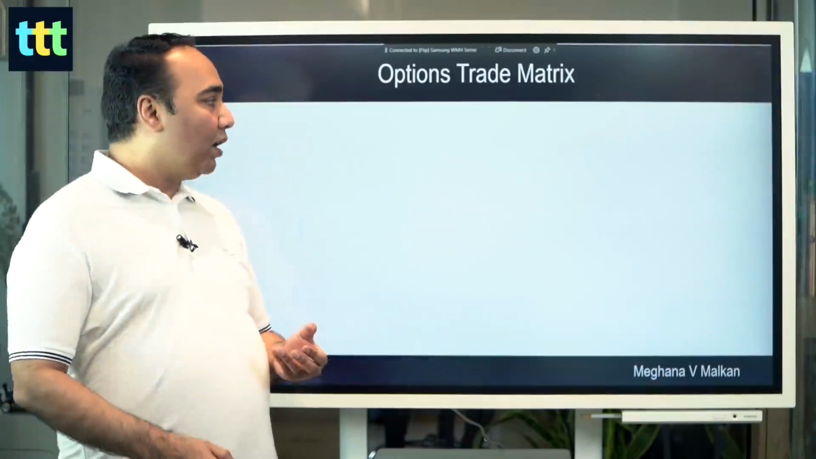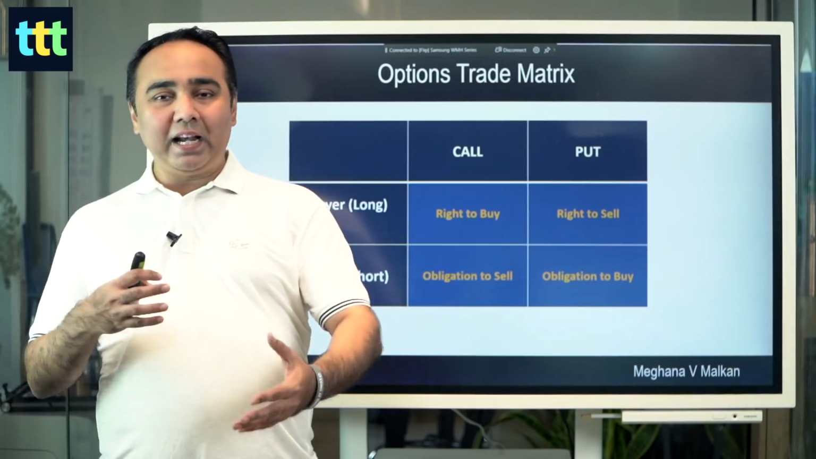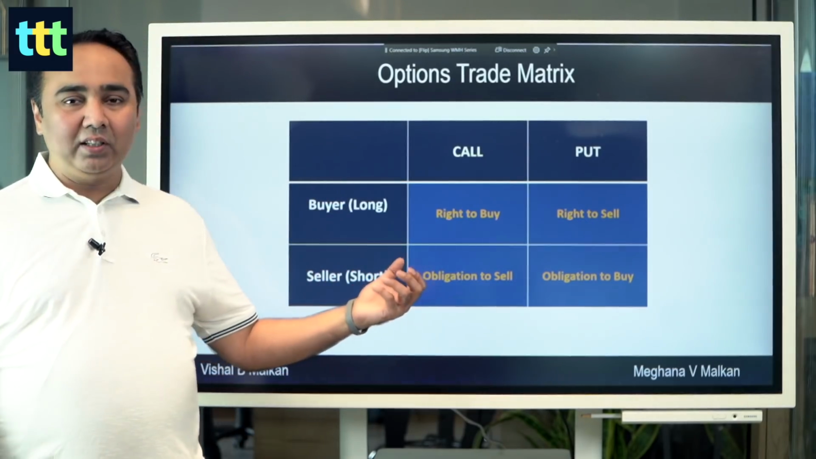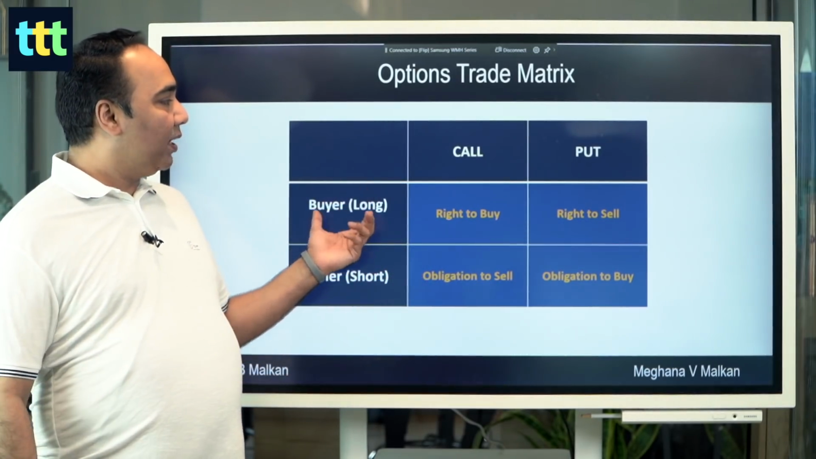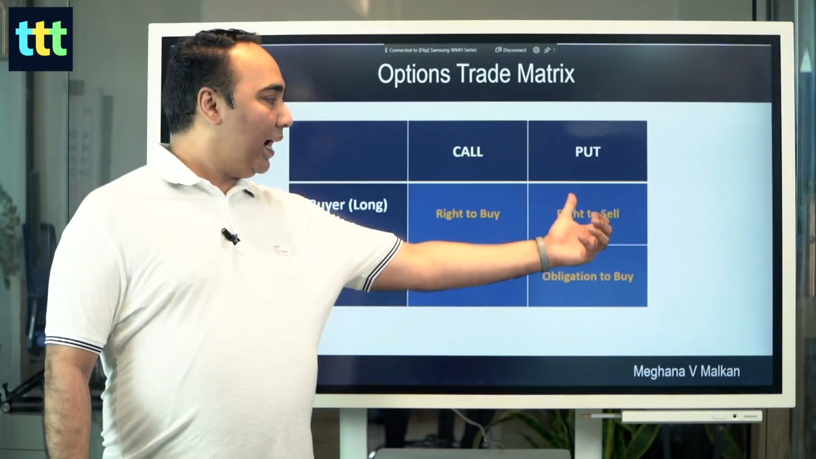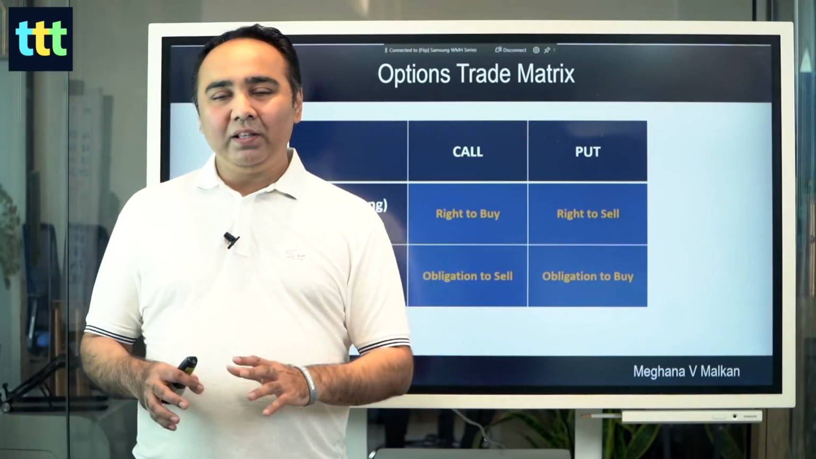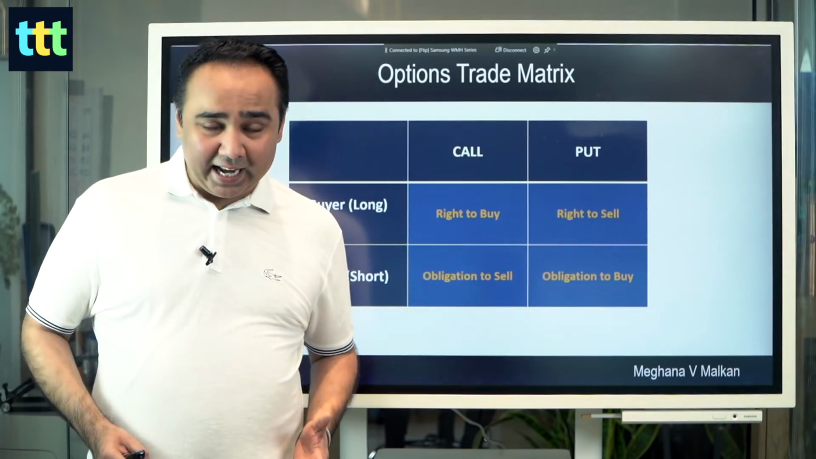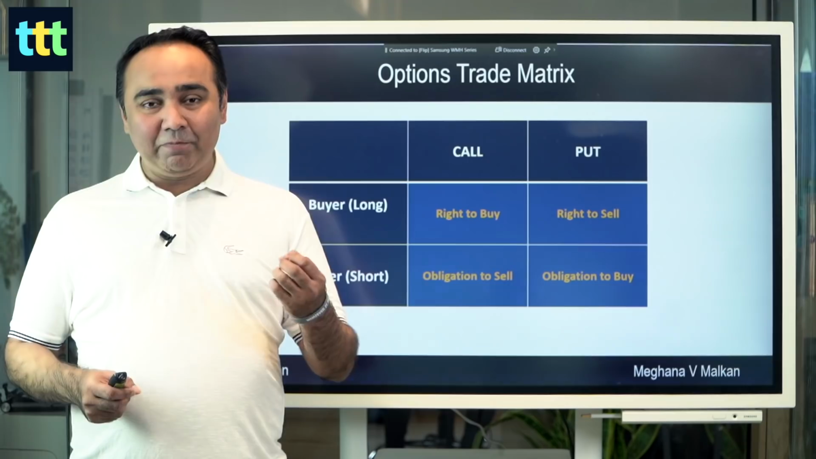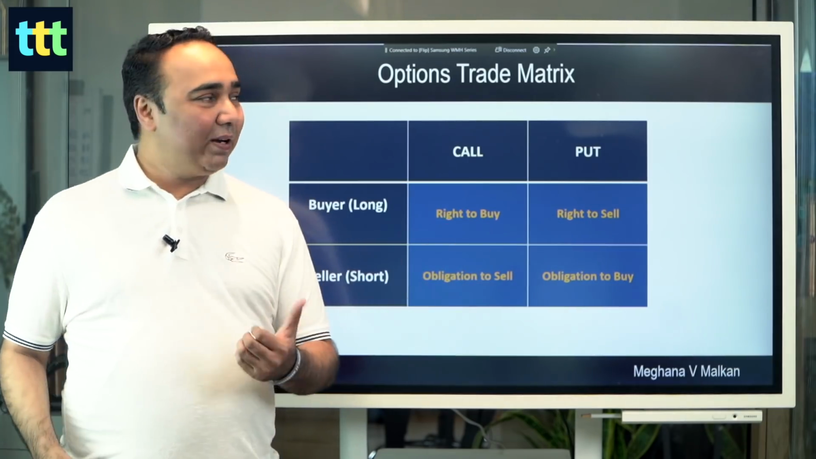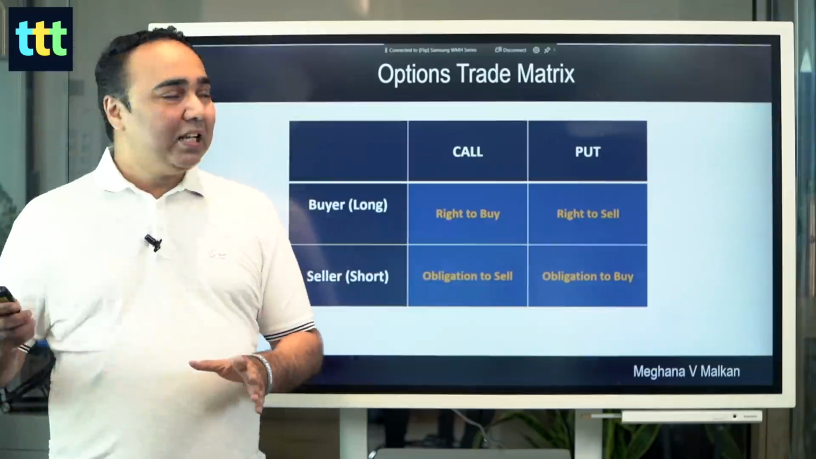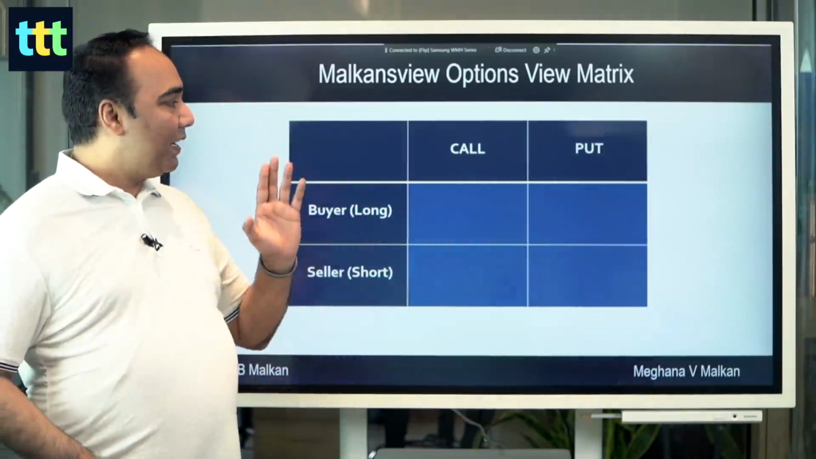So let's talk about what the book says. What most programs and the book say is the technical or theoretical language: when you buy an option, it's a right to buy or right to sell, or an obligation to sell. All that still doesn't make sense to me. You just need a simplified version of this matrix, and that's what we call the Malkanzi options matrix. So let's understand this, very simple.